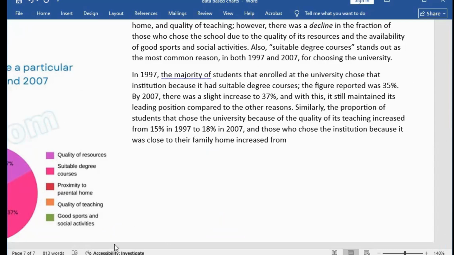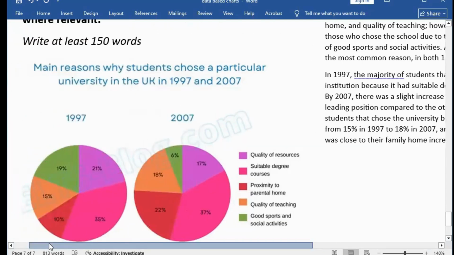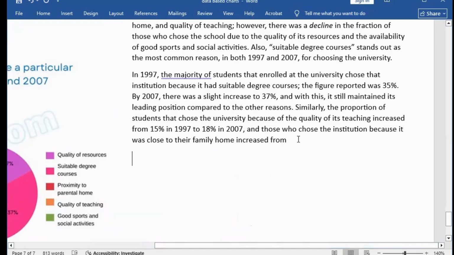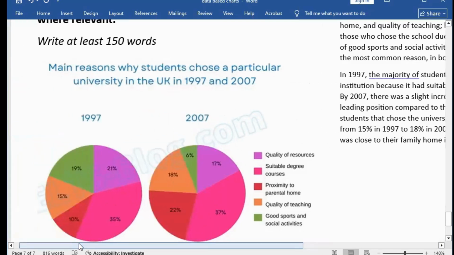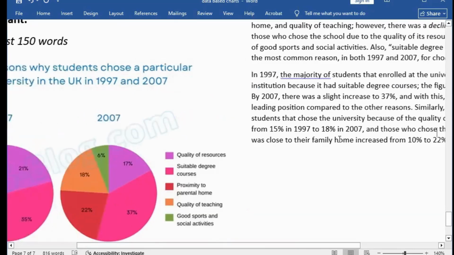Let's see, increased from 10% in 1997, increased from 10% to what? 22%. Okay? Can you see that? Now, let me construct a sentence to reflect something about this 10%. You can see that 10% is the smallest figure for 1997. So I'm going to write something for that.